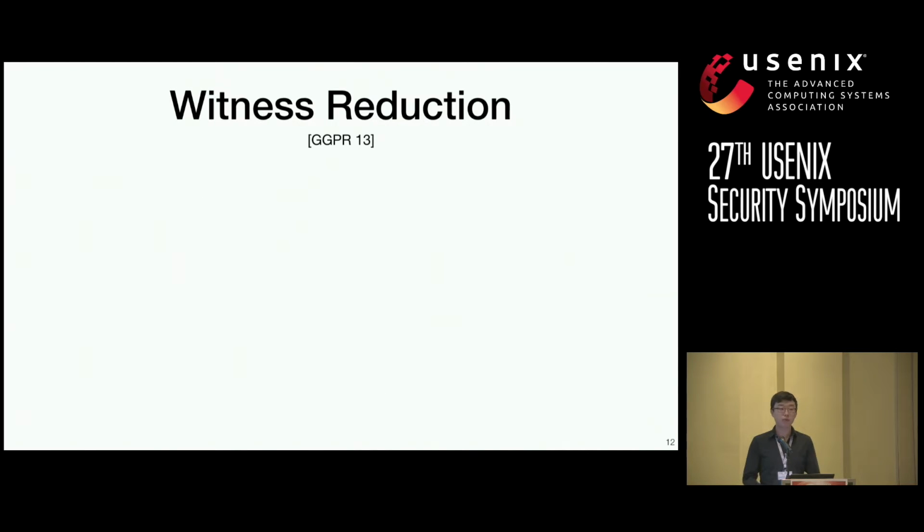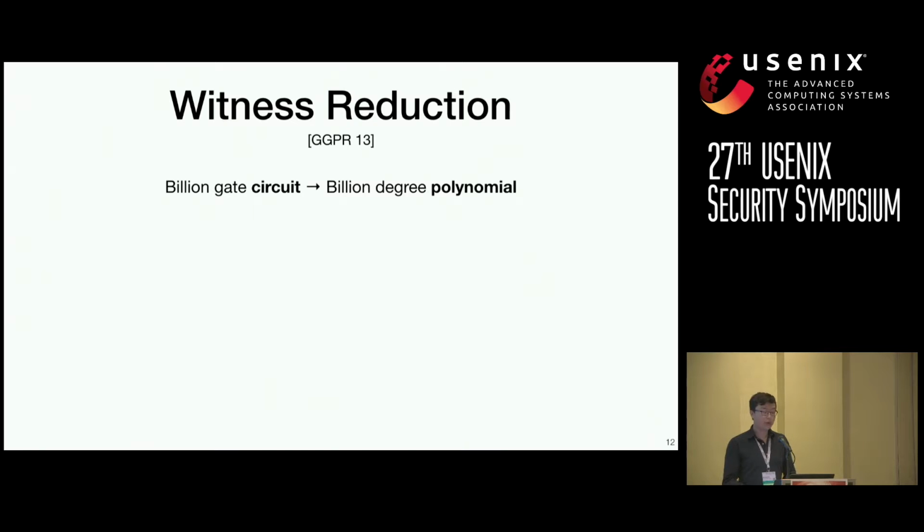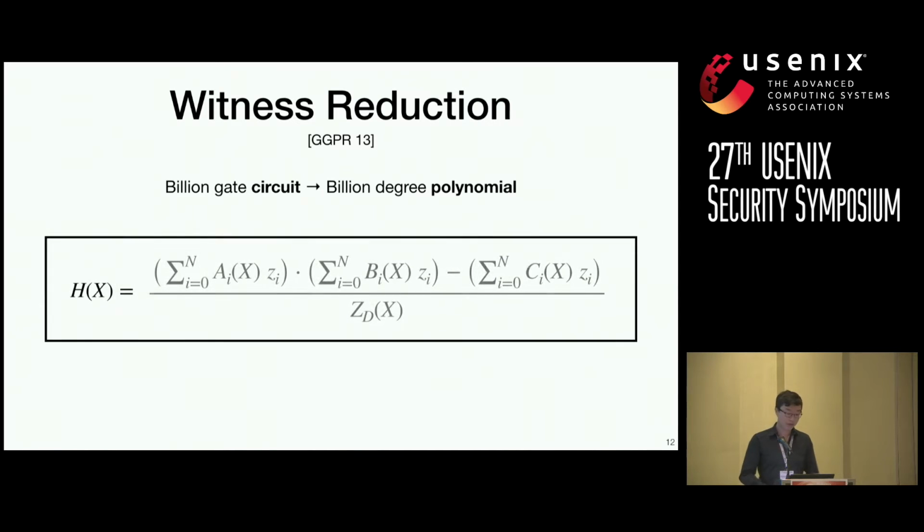So to efficiently compute the ZK-SNARK proof, we need to reduce the circuit we started with into polynomial form. And namely, the equation that we are going to evaluate here is this one. If you haven't seen this equation before, this is an important equation introduced in GGPR13 that defines a quadratic arithmetic program, and this has to do with arithmetization of circuits.